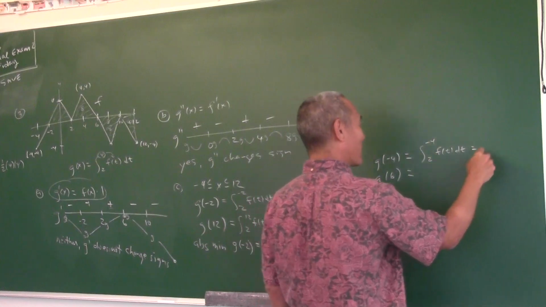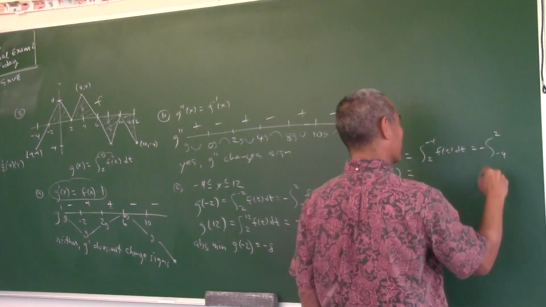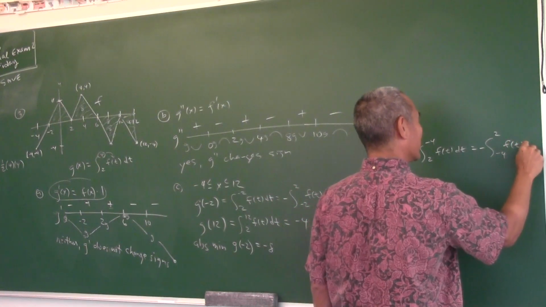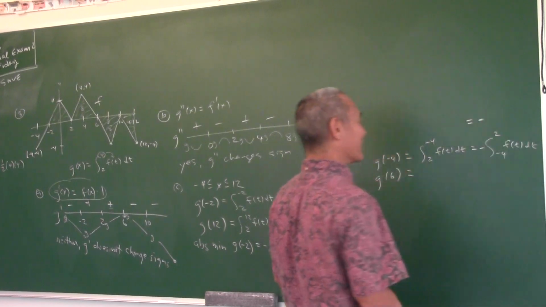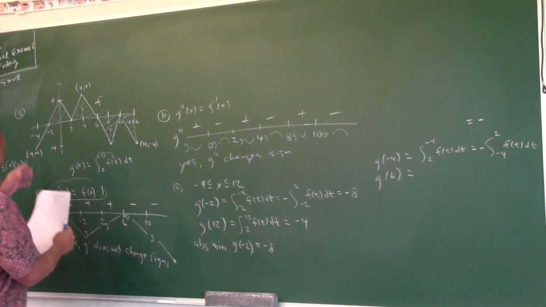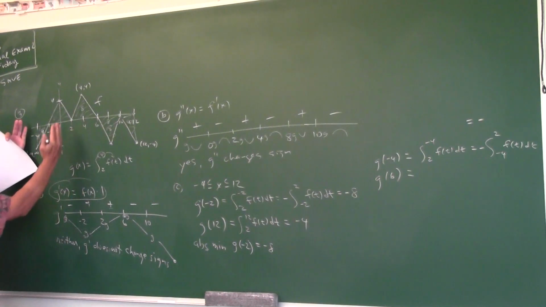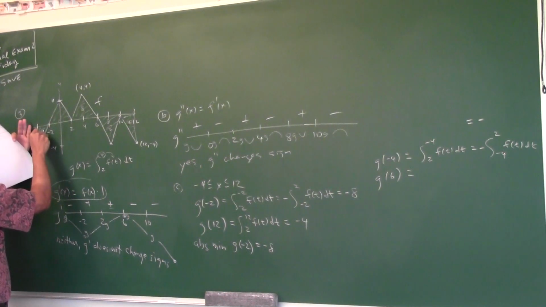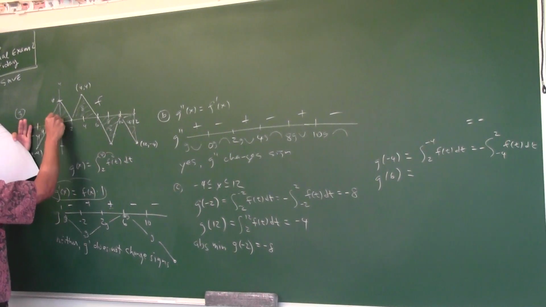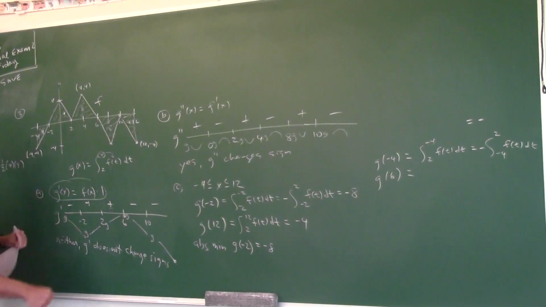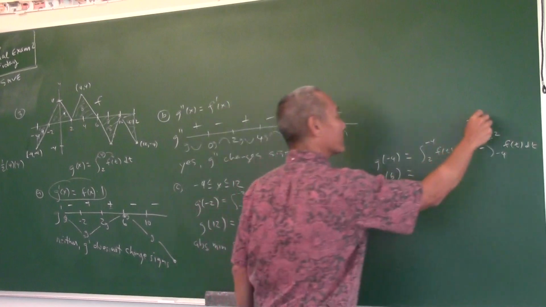But then again, the small number is on the top, so switch the limits, which means negate the value: negative the integral of f of t dt. So, what is the integral from -4 to 2? Well, this cancels that, right? And so all that's left is this, which is 4. So that comes out to -4.